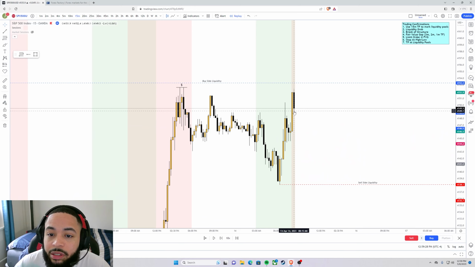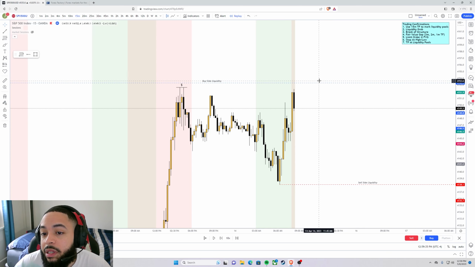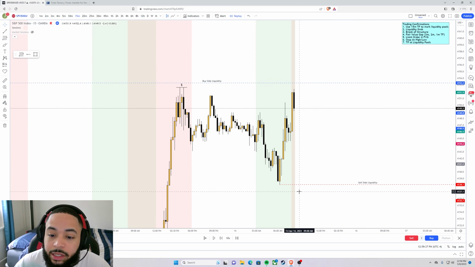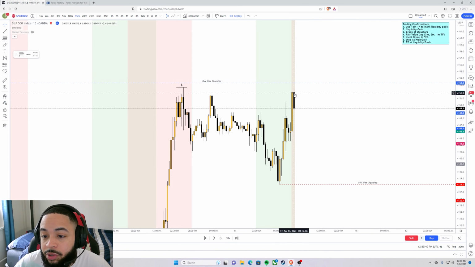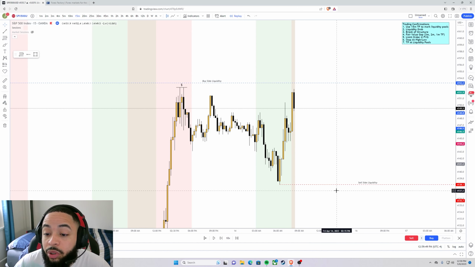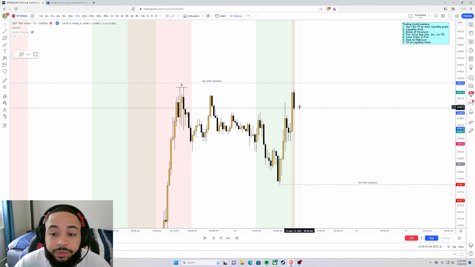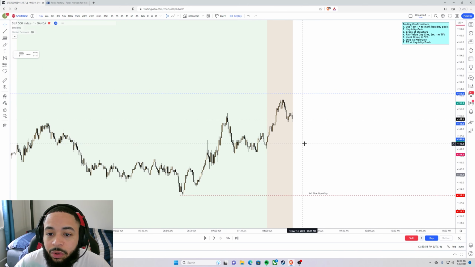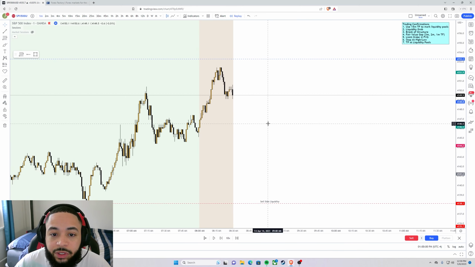A simple example: if price comes up and takes out buy side liquidity, I want to see it break structure lower and then give me an entry opportunity to take it down over here. Vice versa, if price came down here and took out sell side liquidity and pushed through, I want to see a bullish break of structure to head up and take out this liquidity. So what we'll do is drop to the lower time frame. We'll jump into a 1 minute to see what happens.